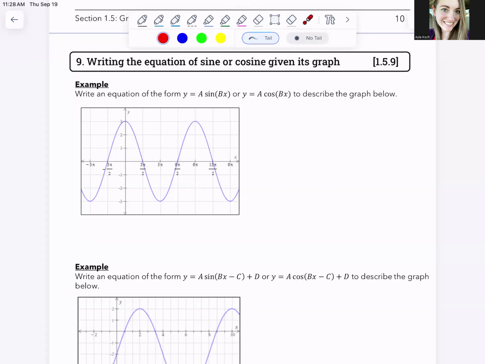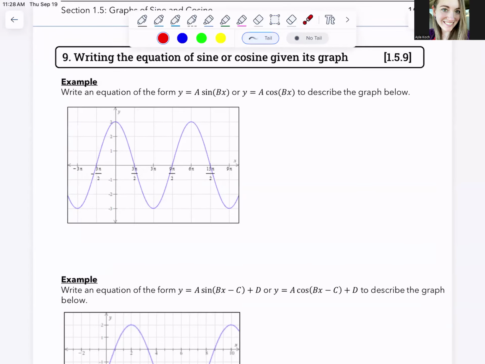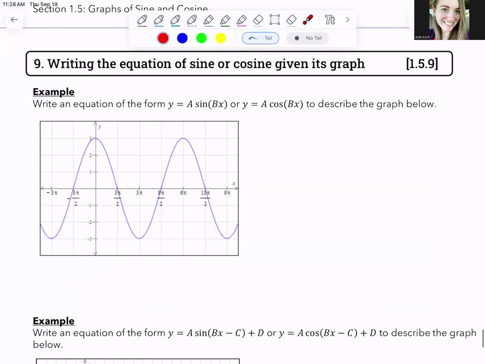Writing the equation of sine or cosine given its graph. All right, so instead of graphing this time, we're going to be given a graph and then we find its equation. And we have two different situations going on here. So this first one, we're told there's no minus c and there's no plus d.